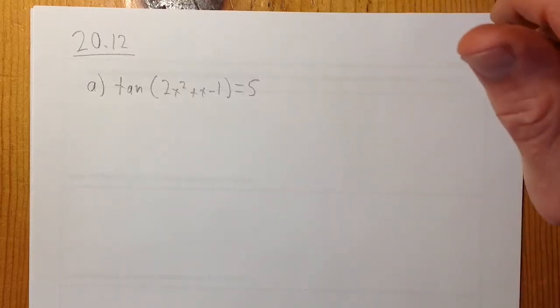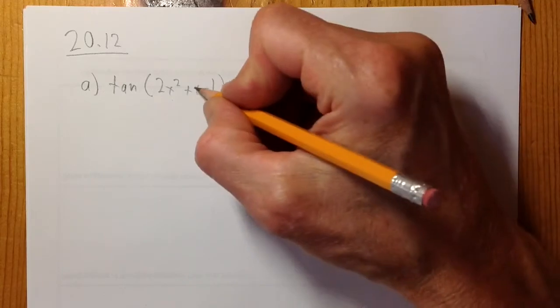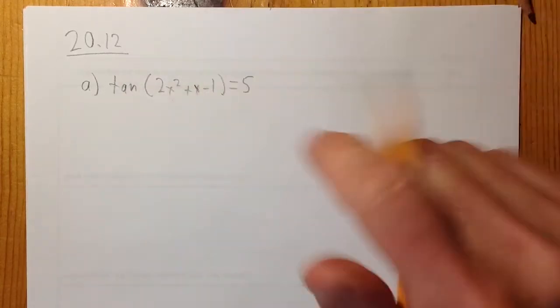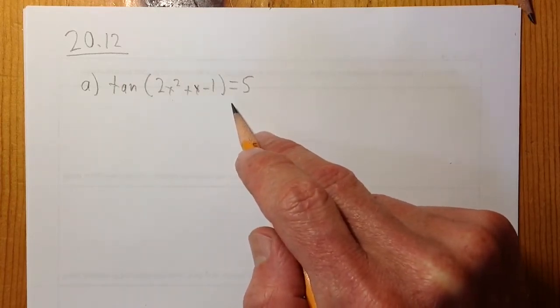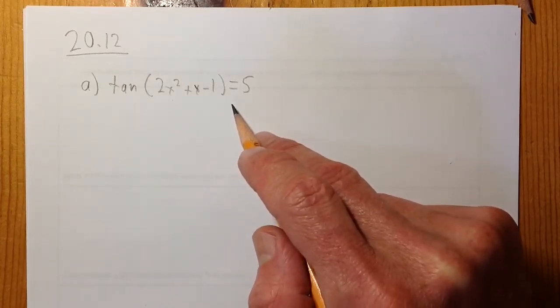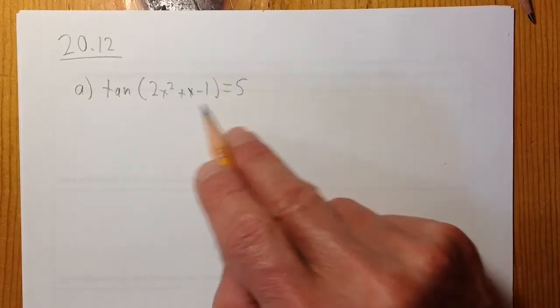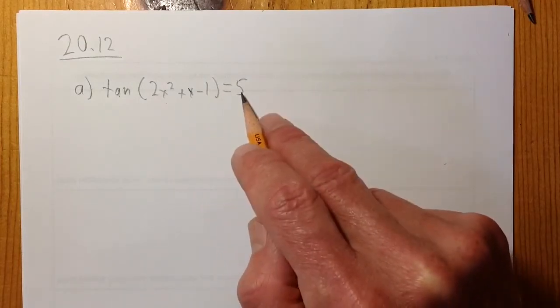All right, let's look at problem 20.12, which is just a trigonometry problem, which does not mean it's easy. These can get tricky. And part A says we want to solve this equation, and I think they ask for 4 values of x that make this true. Find 4 solutions. So we want 4 different values of x, that if we take the tangent of 2x squared plus x minus 1, we're going to get 5.